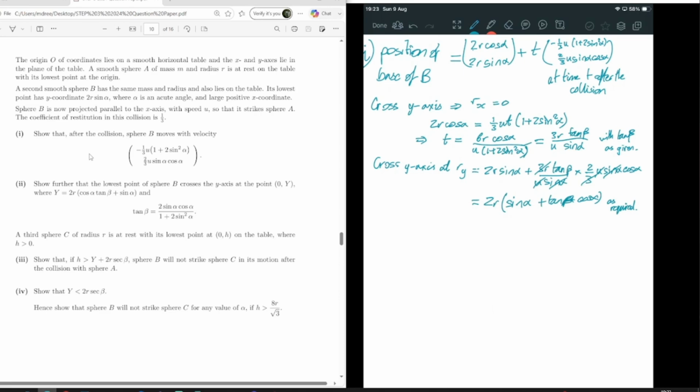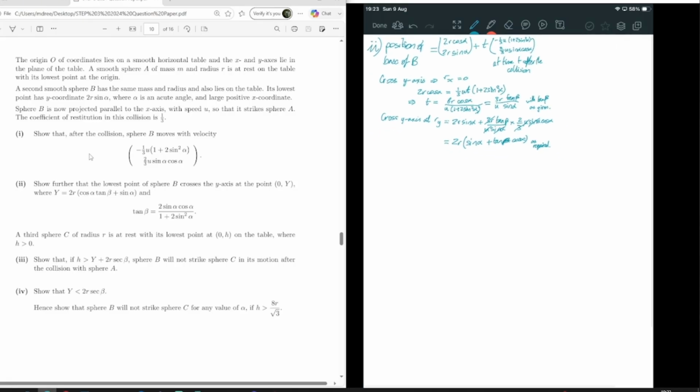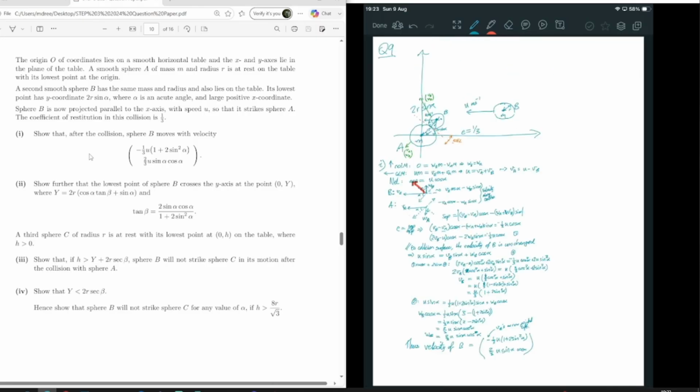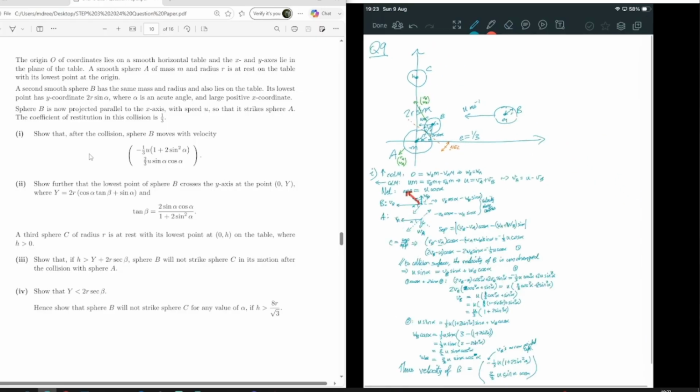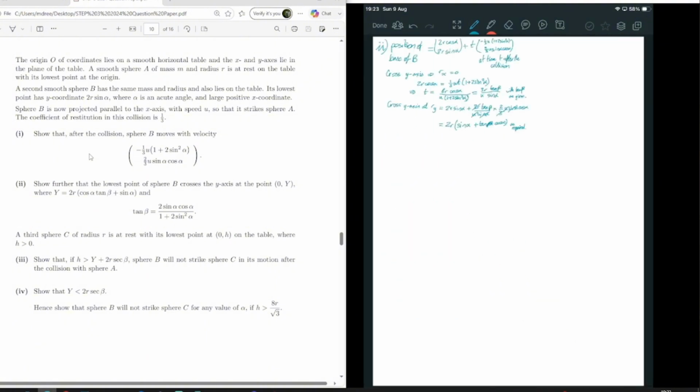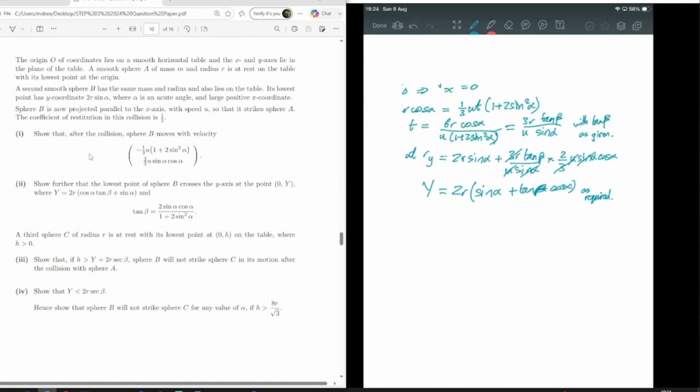So we've worked out then where sphere B eventually crosses the y-axis. A third sphere. So we've now got a third sphere, which is at rest with its lowest point at (h, 0), where h is some positive value. So we have a third sphere now sitting somewhere up here at h. And we want to show that if... the question named that thing capital Y. So I'll also name it capital Y.